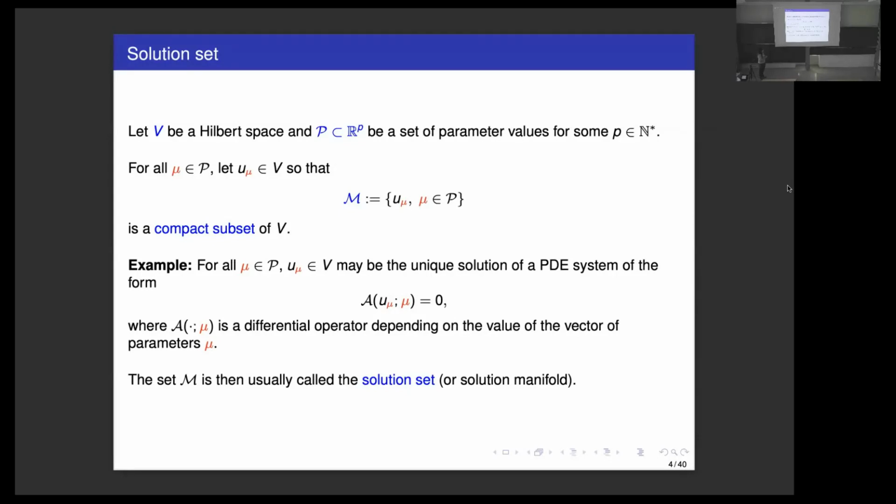Here I'm going to assume that we are in a very general setting and that u_mu may not be given as a solution of a PDE, but think of it as being the typical situation here. M is also called the solution manifold very often. Here I will call it the solution set, but it's typically the same object.